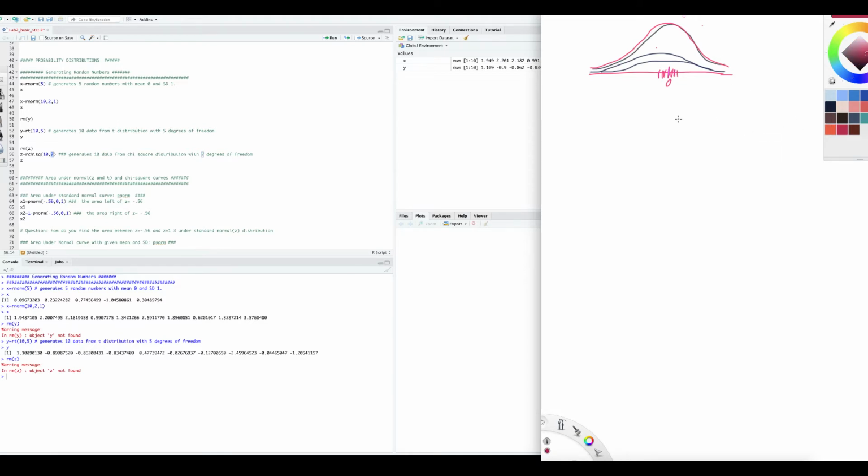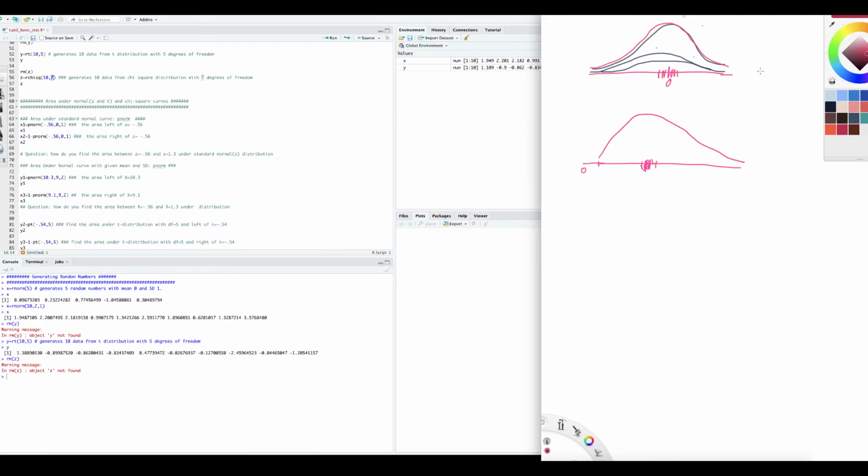And if you want numbers from the chi-square distribution, it is a right tail distribution, right? 0 is somewhere here, because all the chi-square values are greater than 0, and it may be picking somewhere from here, because there is more data around those values. So R can generate any number of data from these distributions.